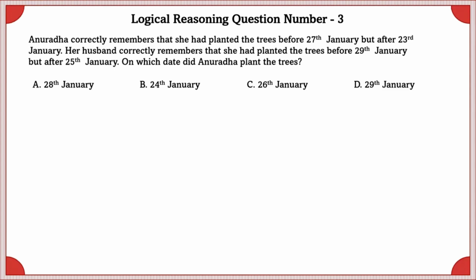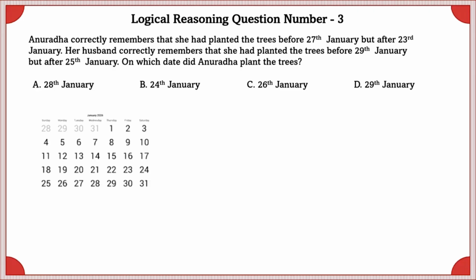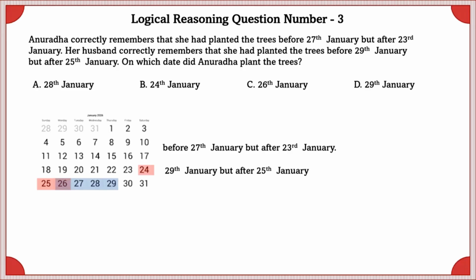Logical reasoning question number 3. Anuradha correctly remembers that she had planted the trees before 27th January but after 23rd January. Her husband correctly remembers that she had planted the trees before 29th January and after 25th January. On which date did Anuradha plant the trees? Before 27th January but after 23rd January, and before 29th January but after 25th January. So the correct date is 26th January.